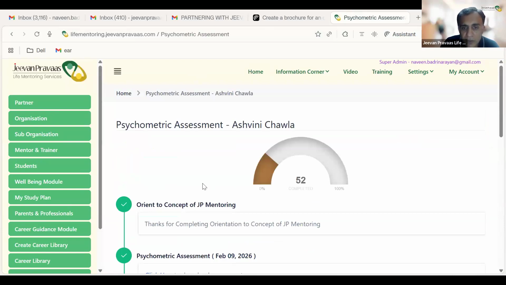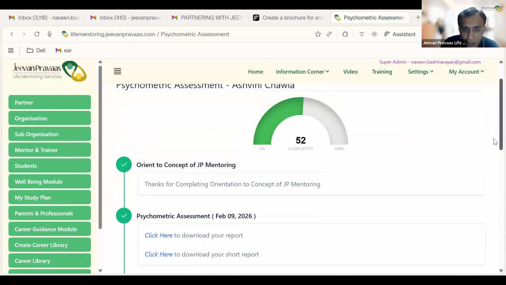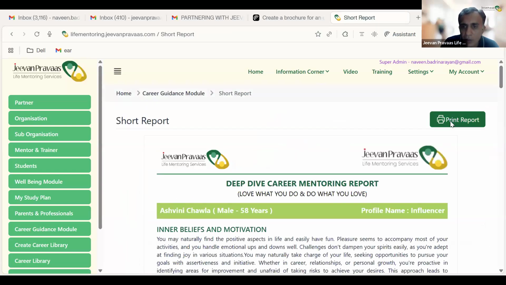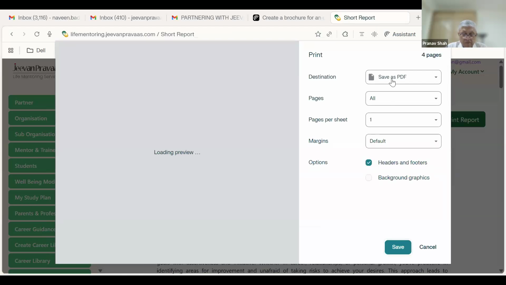So you have this page coming up here. You have two things out here. One is click to download your short report, and the other is the long report. So I just click here and print report. The moment I print report, Save as PDF comes up here. Save it as PDF and just save.